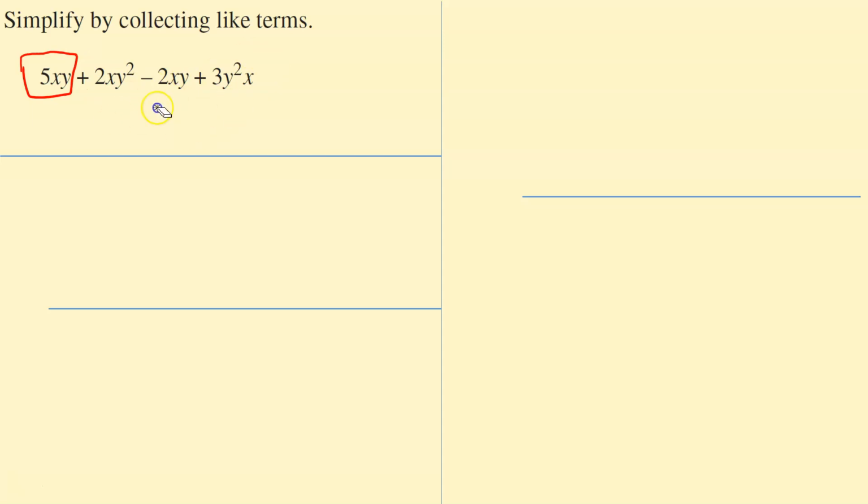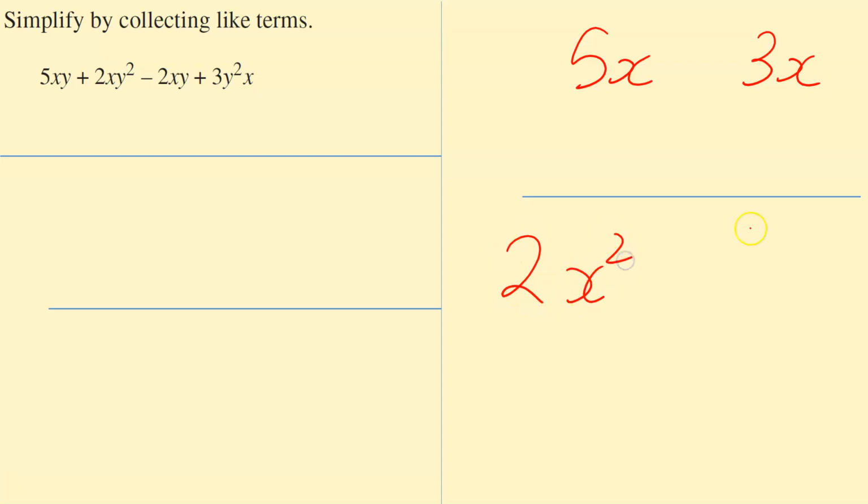Okay. Let's look at the variables now. Like terms. What are like terms? Like terms are the terms that have exactly the same variables. So for example, 5x and 3x. They're like terms. What about 2x squared and 6x?